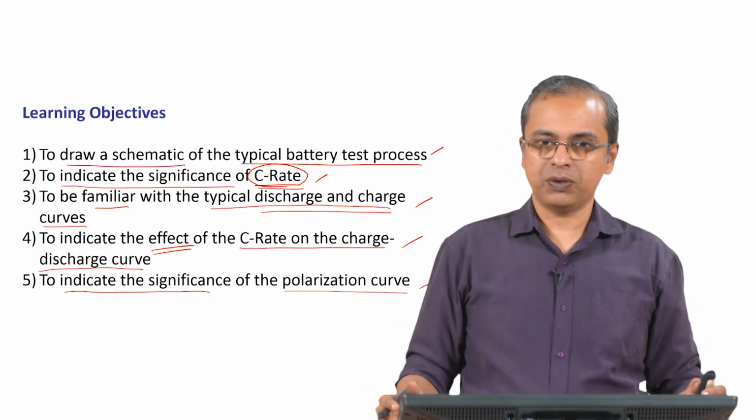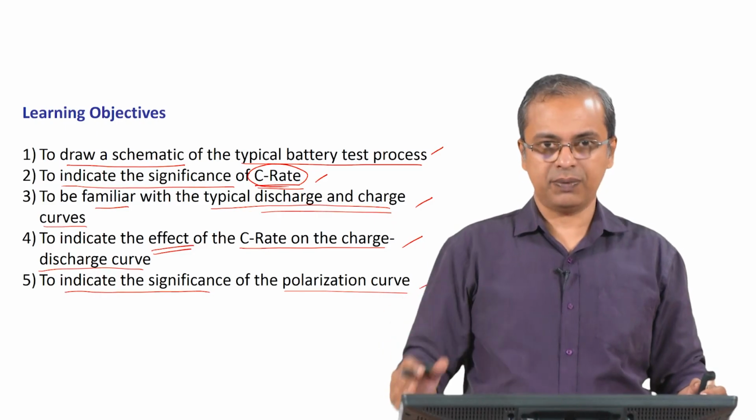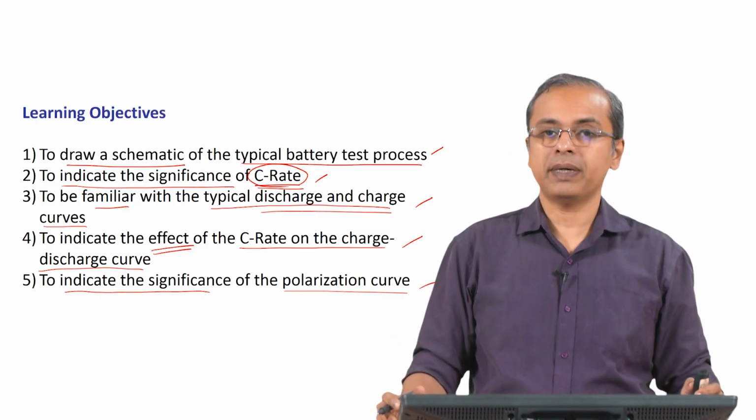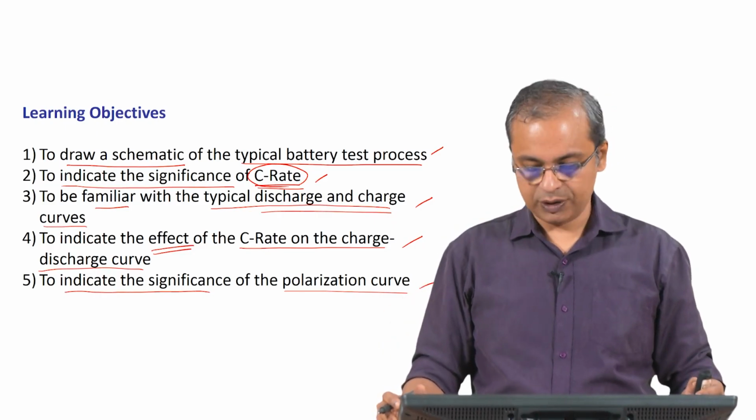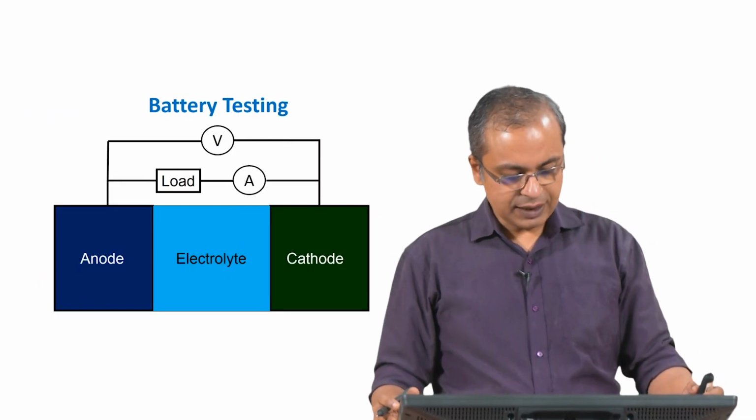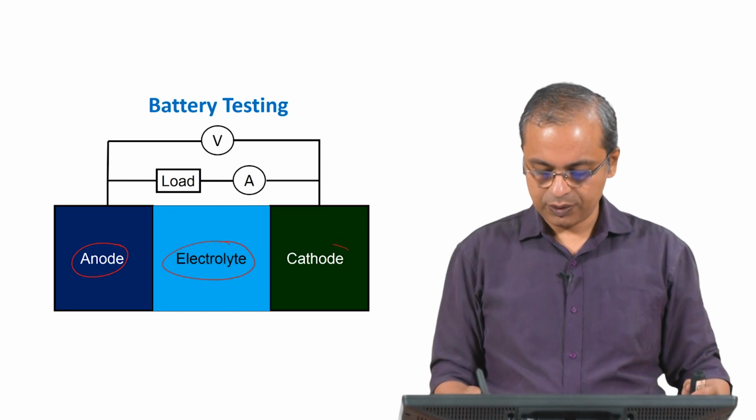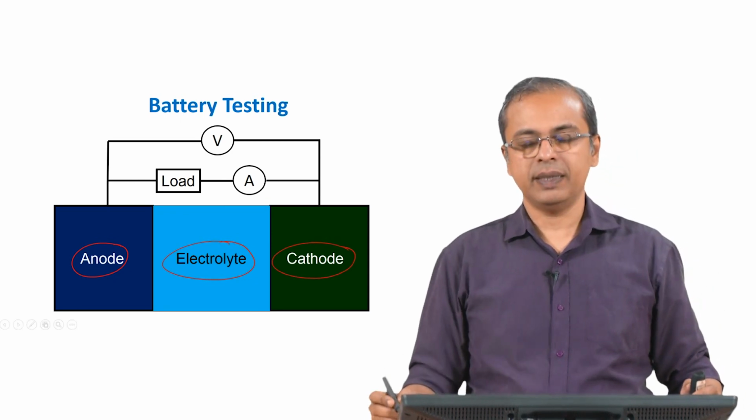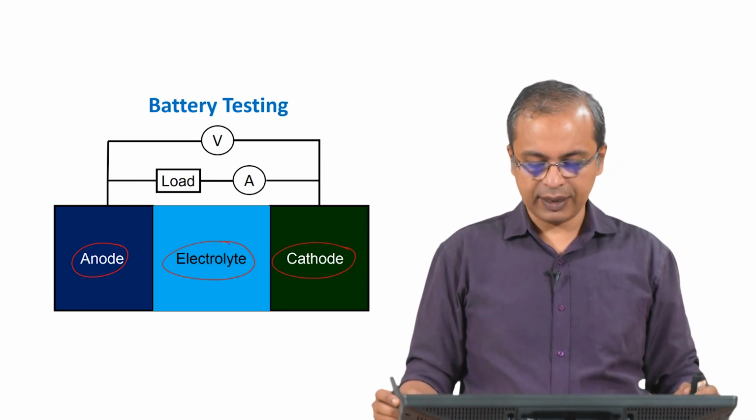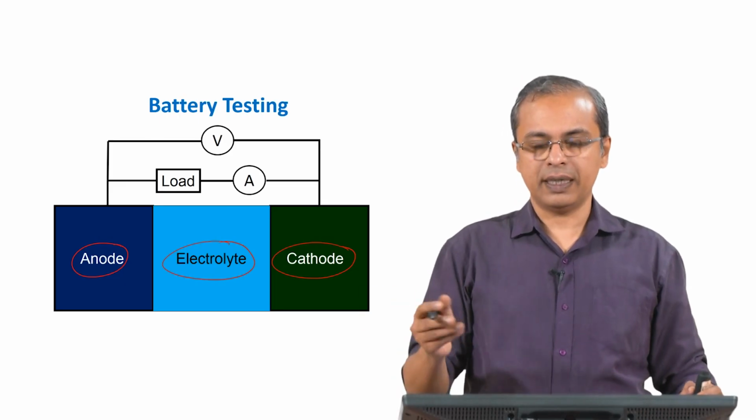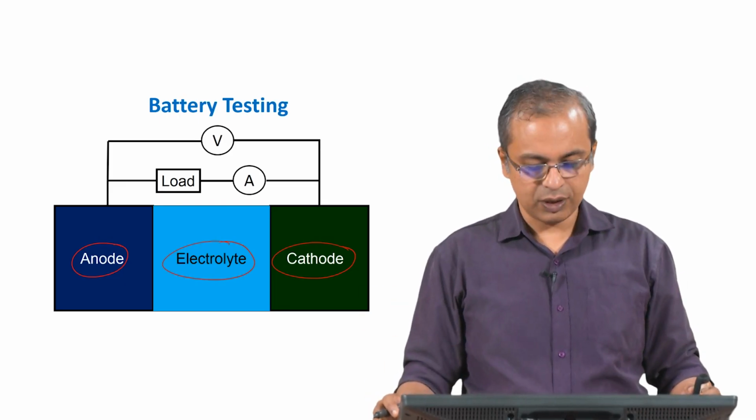So, this is what we will cover in today's class, and so let us start with the first point here, which is the schematic of a typical battery test process. So, a battery, as we saw, has an anode, an electrolyte, and a cathode. So, that is the three major parts of a battery. So, you can simply draw it that way: a battery, anode, cathode, electrolyte, three rectangles, and you are all set.